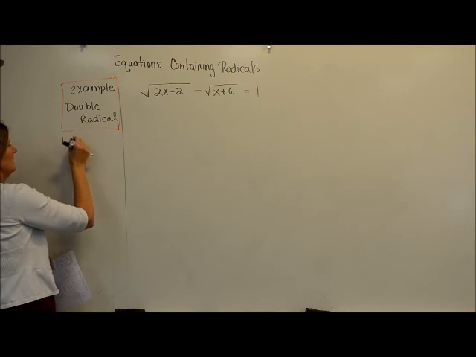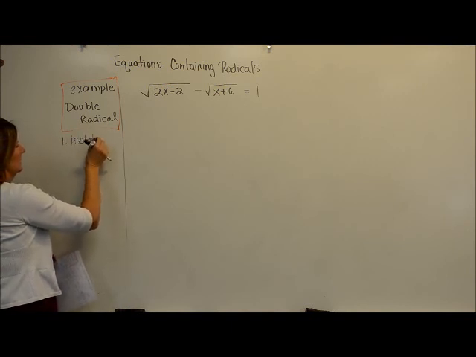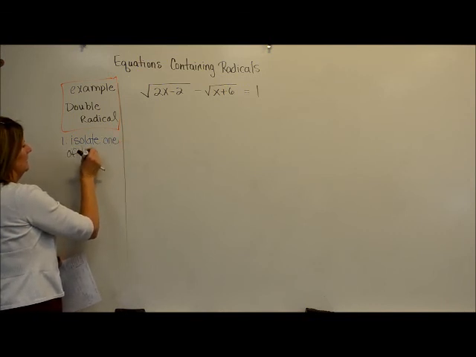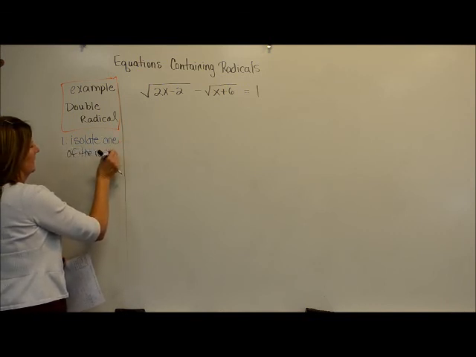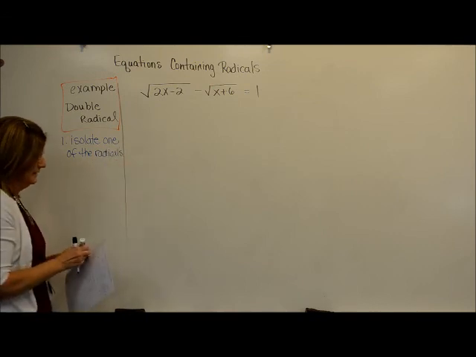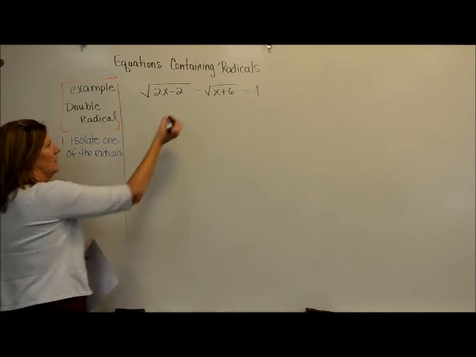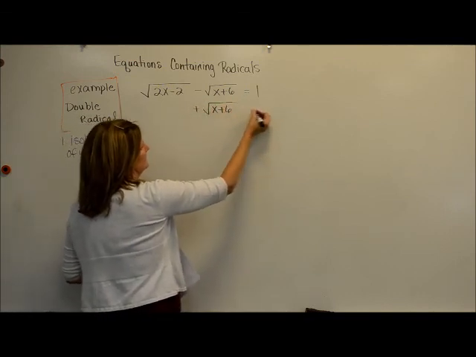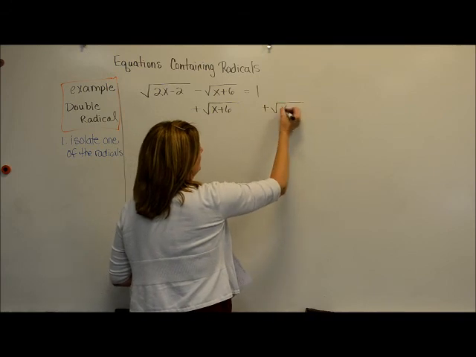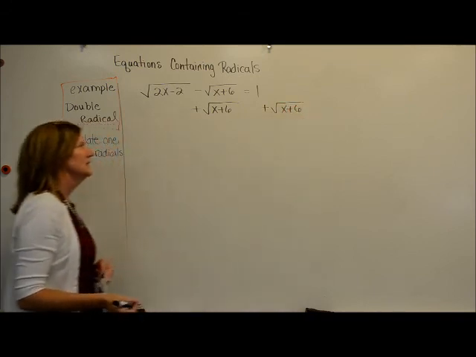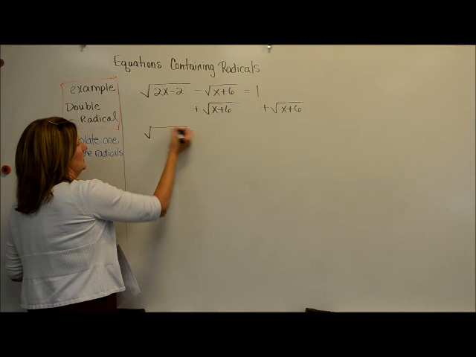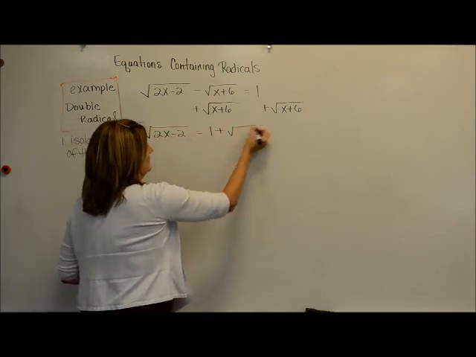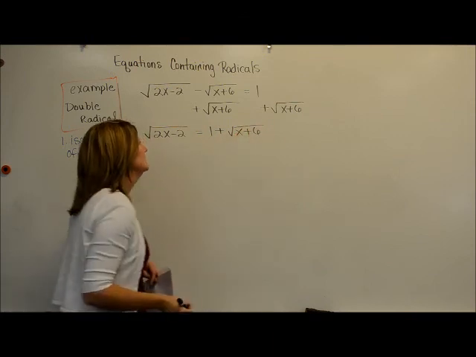So number 1 is isolate one of the radicals. Okay, isolate one of the radicals. So I'm going to go ahead and isolate that one. So I'm going to add square root x plus 6 to one side. I'm going to add square root x plus 6 to the other side. What I have then is square root 2x minus 2 equals 1 plus square root x plus 6.